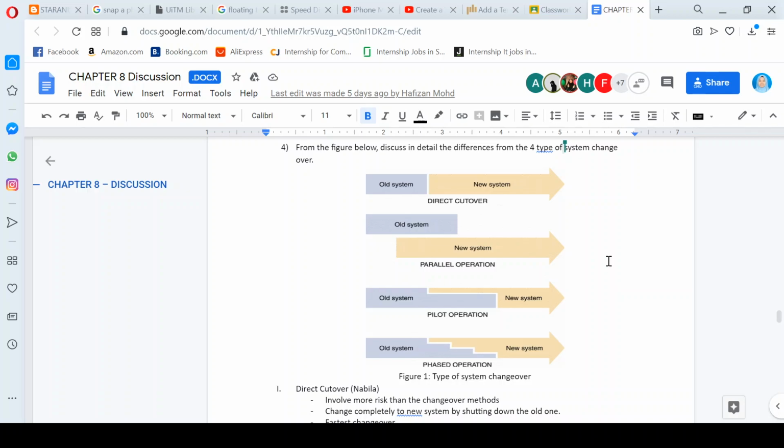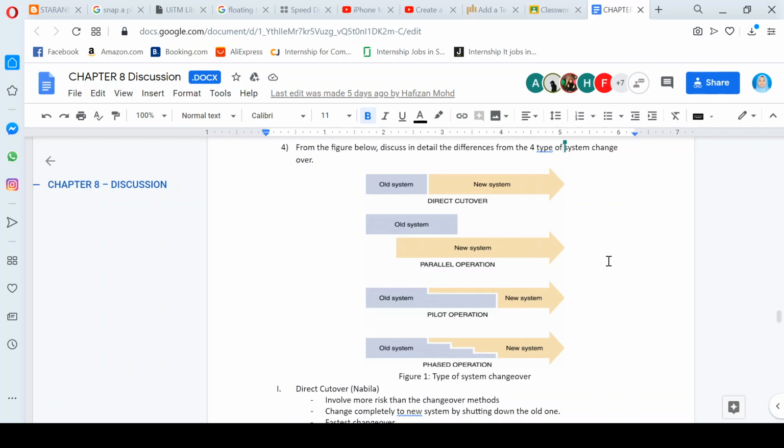Okay, di mana ada beberapa jenis system changeover. Okay, there are several types of system changeover, of which the first one is the direct cutover. The second one is the parallel operation, and the third one is the pilot operation, and the last one, the fourth, is the phase operation. Okay, so macam mana dia punya implementation you can see from the figure 1 which is provided in the document.